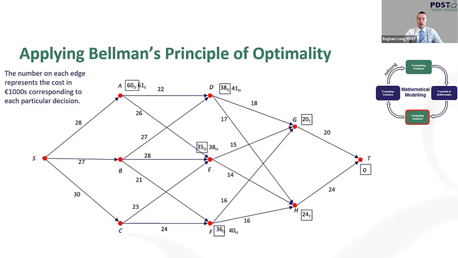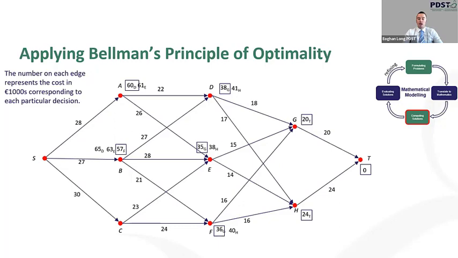For B, we have three actions from B. So for D, we'll have 38 plus 27, giving us an option of 65. For E, we'll have 35 plus 28, giving us an option of 63, connecting it to E. And for F, we'll have 36 plus 21, giving an option of 57. Our goal is the smallest one, so our optimal choice here will be 57, connecting it to F.